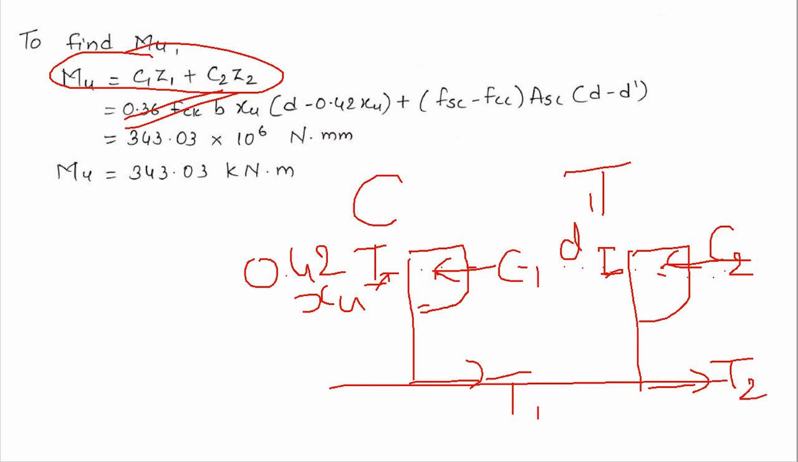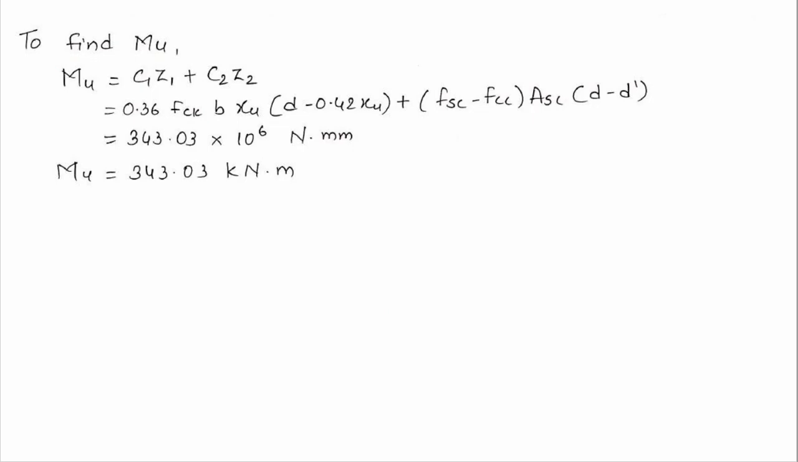Why? Because if we take T into Z, then the distance or the lever arm will change in both the cases, as the line of action is not similar in the case of compression. So for every sum in our doubly reinforced section, we will be taking Mu equal to C1 Z1 plus C2 Z2. So Mu will be C1 Z1 plus C2 Z2.